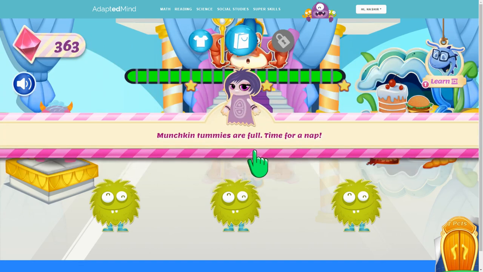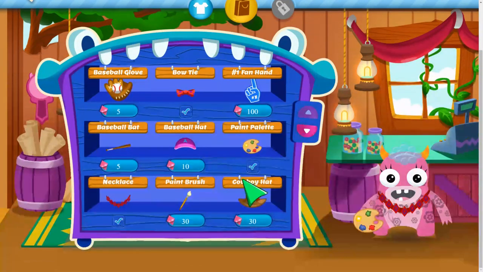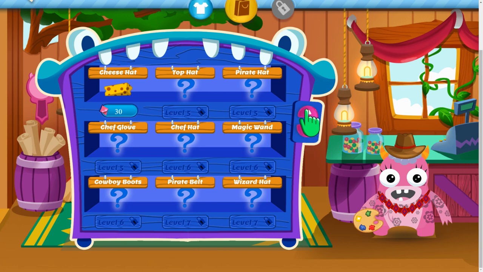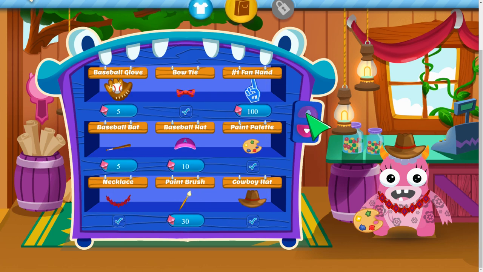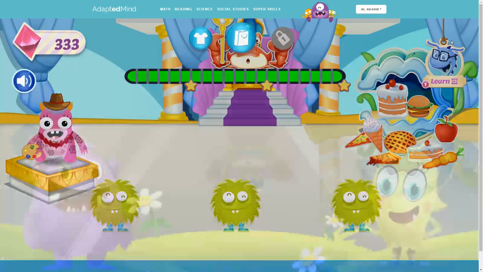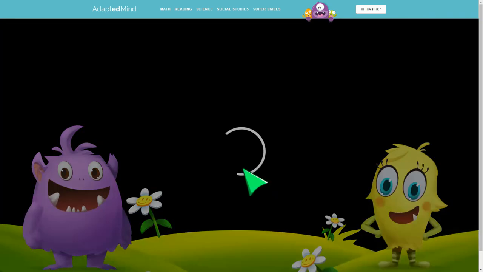Munchkin tummies are full! Time for a nap! This level is part of Adapted Mind Super Skills!